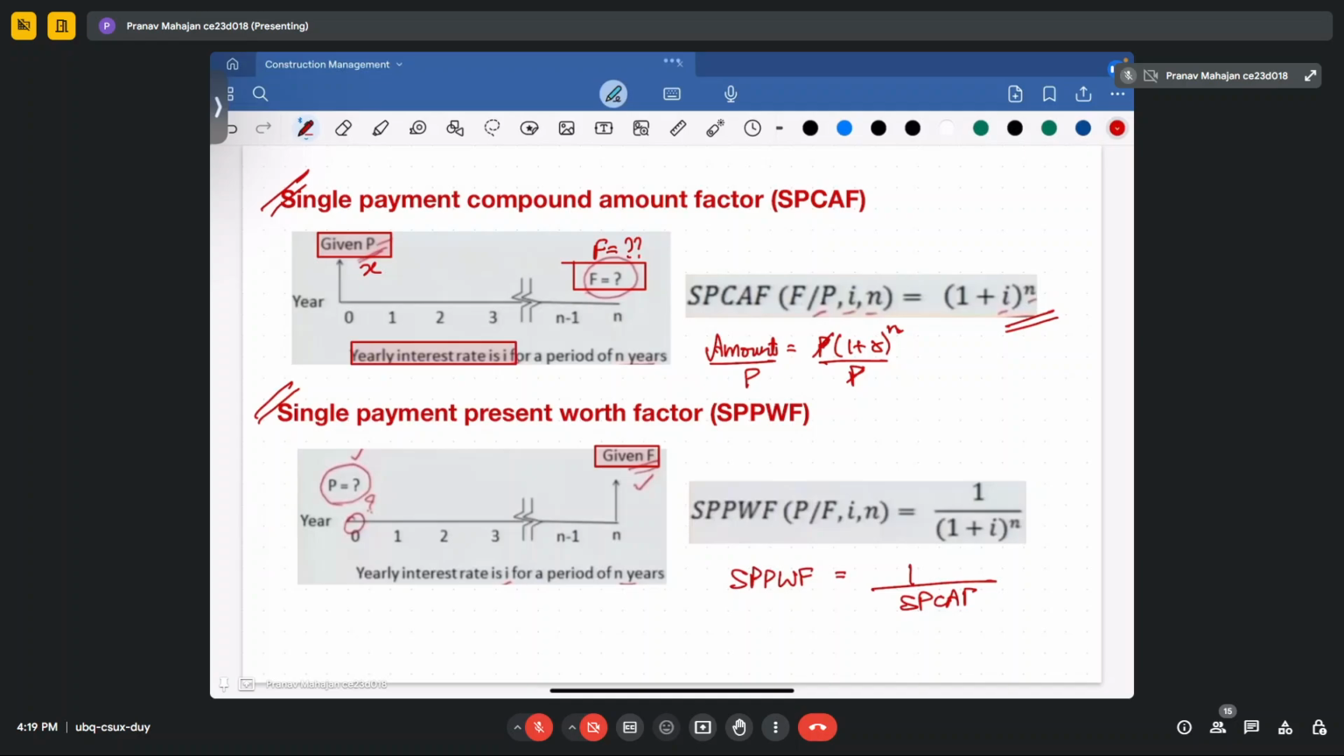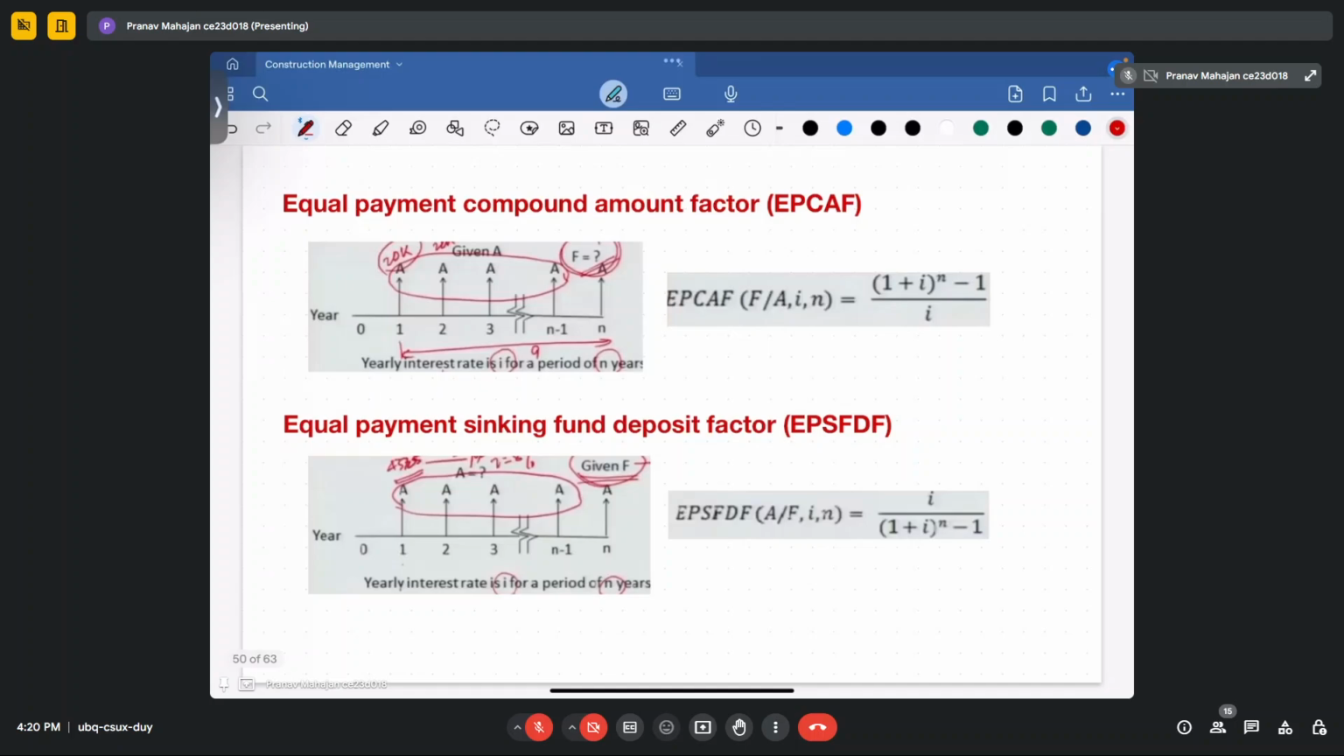So this is the relation when you are directly estimating the compound amount in future, or vice versa, calculating the present value of the money taking into consideration the future value. So when only future value and present value are into account, then you can use these two factors: the single payment compound amount factor and the single payment present worth factor. Okay, so let's move further.